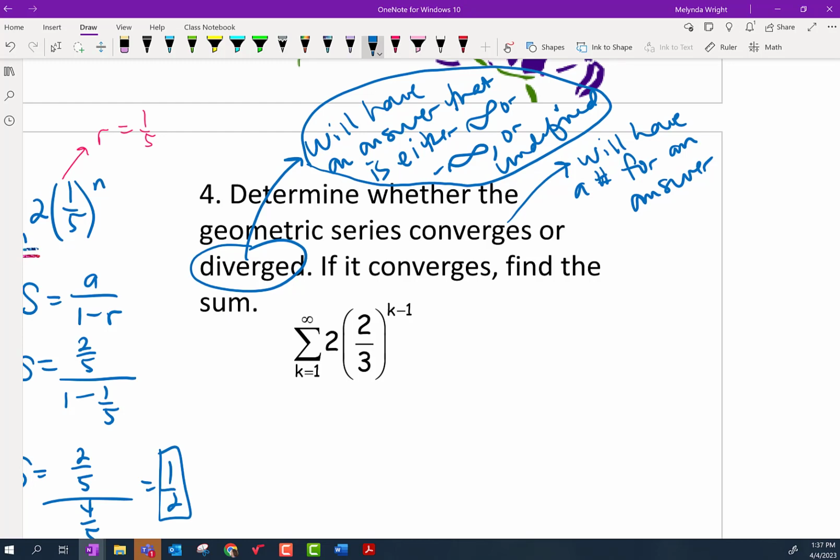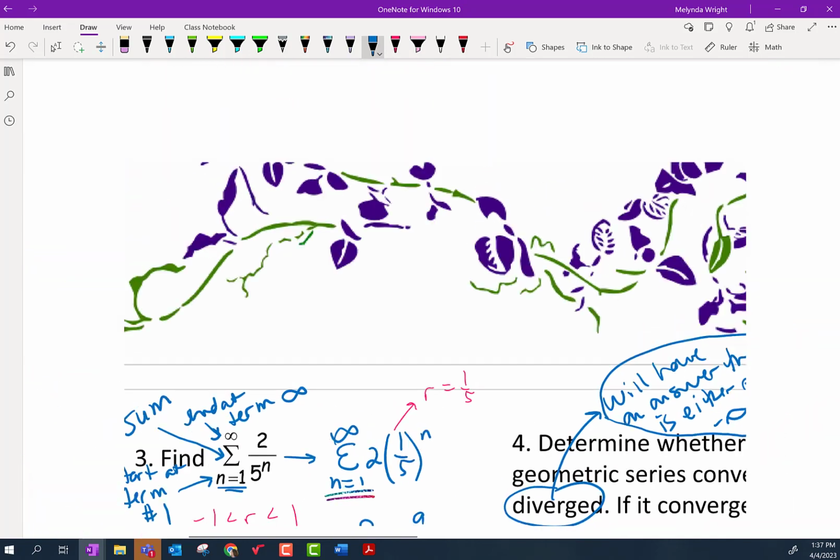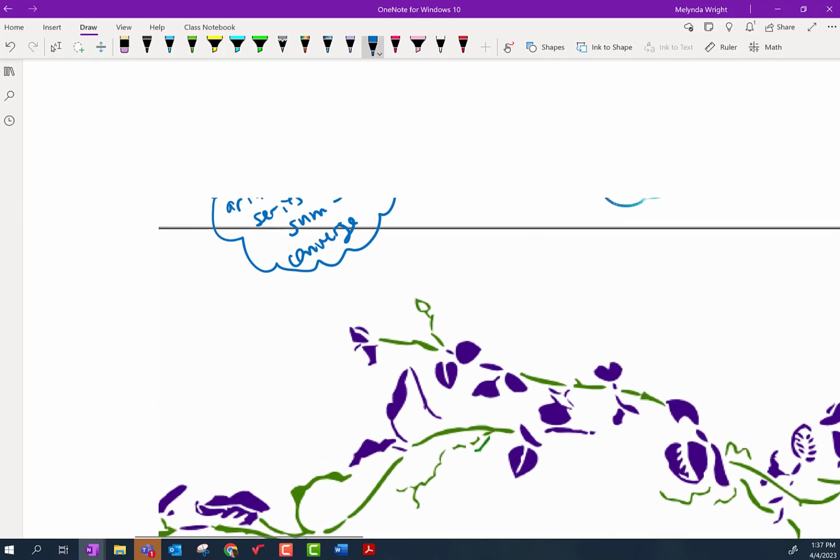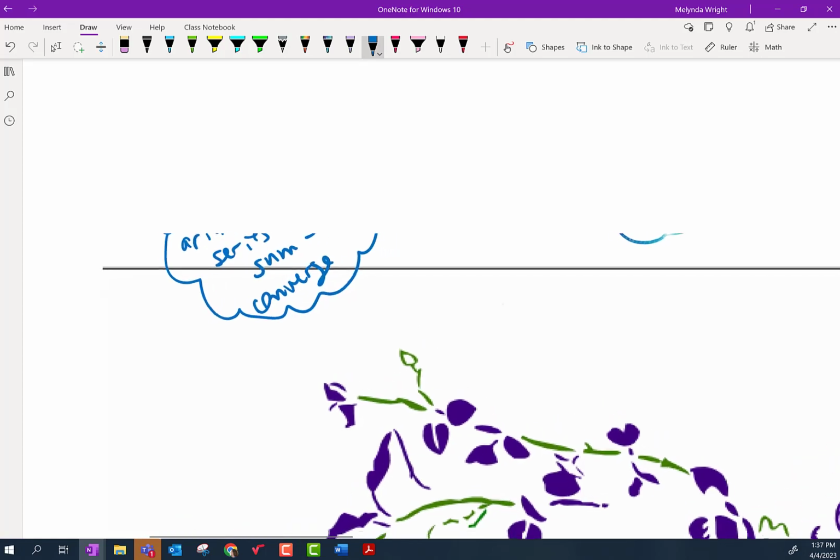Converging means when you add it all up, you're going to get a number for your answer. You will get a number. So when we're asking if this converges, we're asking if I were to add an infinite number of terms up, would I get a normal number answer, or would I get something impossible like infinity or negative infinity or undefined? That's the question that we're asking. And we discovered when we were talking about these that only one kind of geometric series has an answer for an infinite sum. Only one kind.